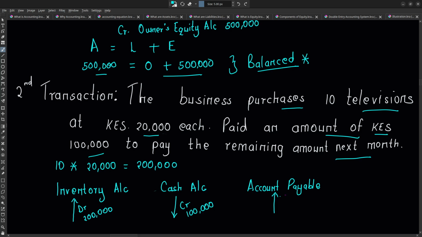And an account payable is a liability account, and when you want to recognize an increase in a liability account, you credit that account, and the amount that is due is actually 100,000. Remember, we were supposed to pay 200,000, but we only paid 100,000, so the remaining amount is 100,000.